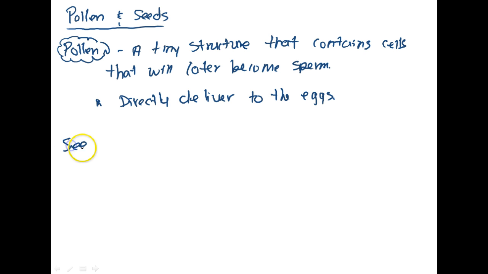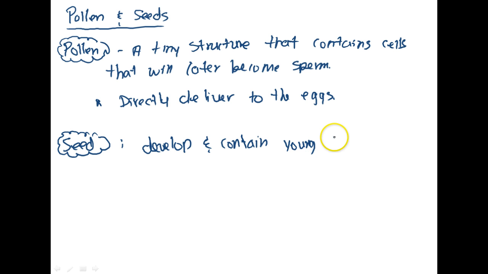And the seed, which is also a definition, is going to develop and contain young plants inside. So what happens is that you have this pollen that gets delivered and meets up with the egg, and it creates a seed which is going to eventually become the new plant.